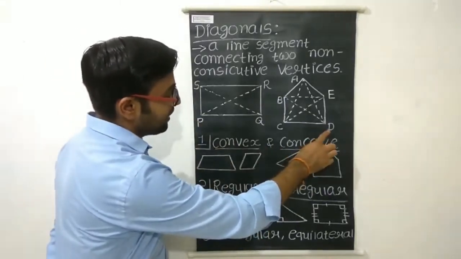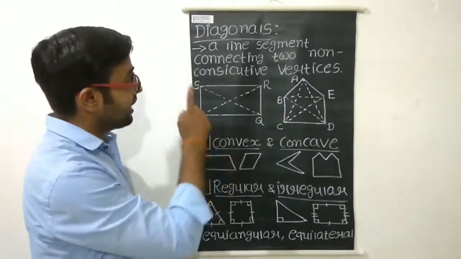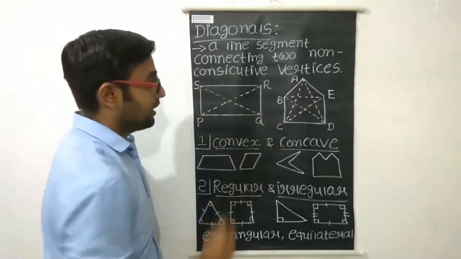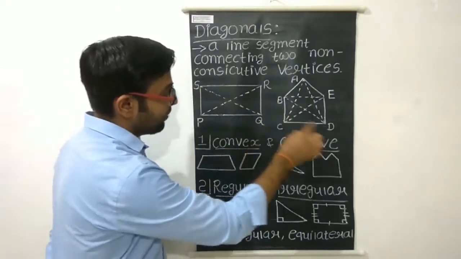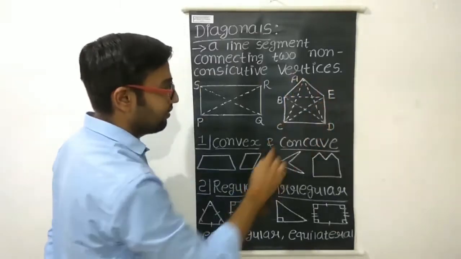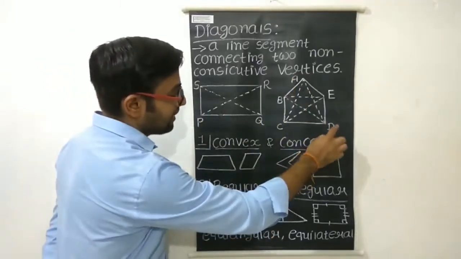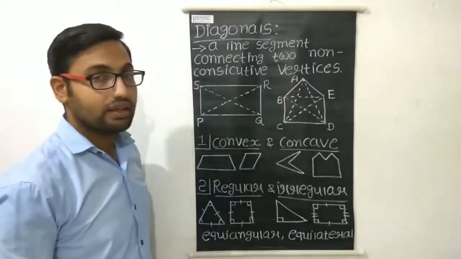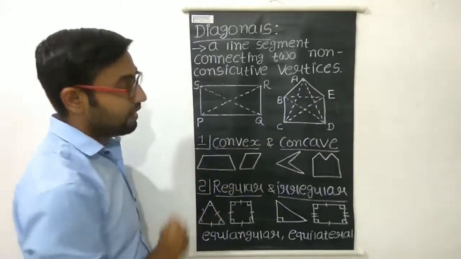In the same way, we can select E also. So by joining B and E, we get another diagonal, BE. But we cannot now select A again because B and A are consecutive. In the same way, if I select C, we cannot take B and D, but we can select E and A. So by joining CE, we get another diagonal. By joining C and A, we get another diagonal. If I select D, we cannot take C and E, so we can join BD and AD.